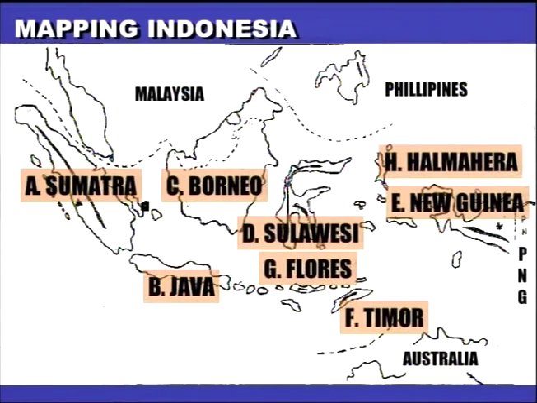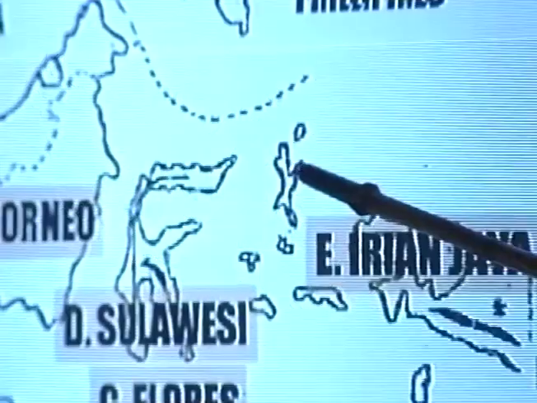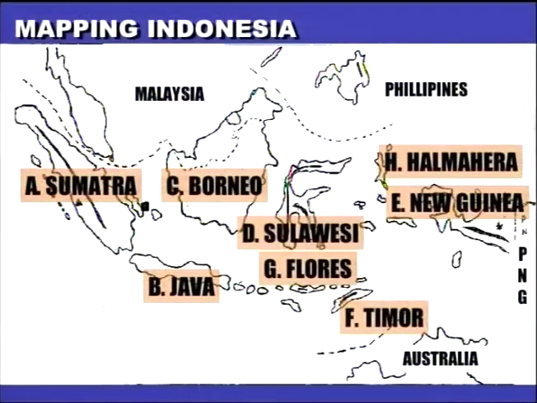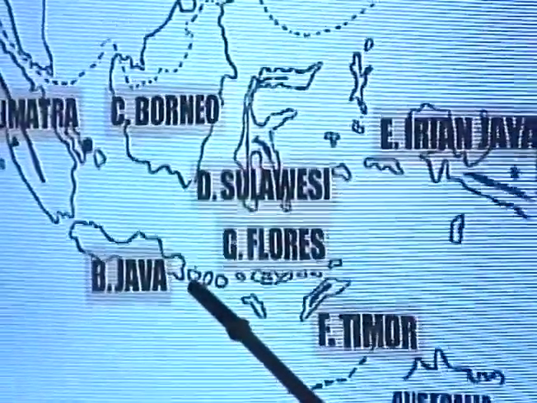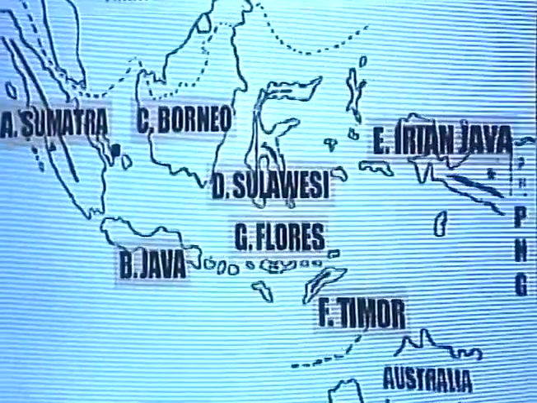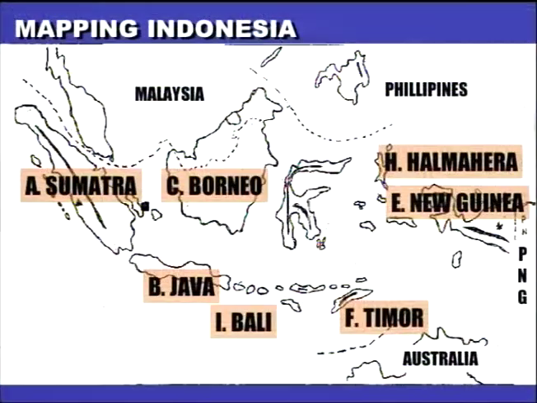And that's the island here, just above West Papua or New Guinea Island. This island here is supposed to be H for Halmahera. Okay, the island I. This island here, just next to Java. Island I is Bali. Okay, the famous Bali for the island I.